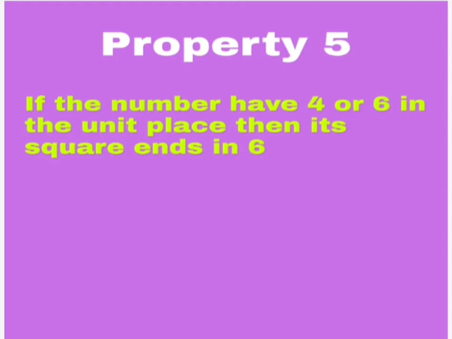The next property is if the number has 4 or 6 in the unit place, then the square of that number ends in 6. Which means if you are squaring any number which has 4 or 6 in the unit place, then that number will always have 6 in the ones place. So like that we have these properties for our square numbers.